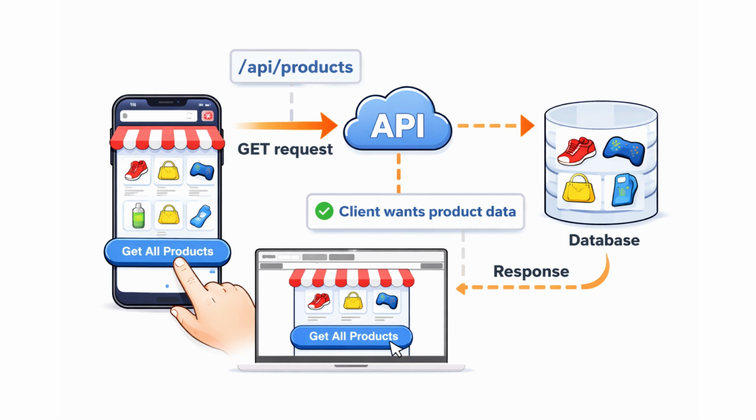One very important thing to understand is that APIs decide what data is allowed and what data is not. The client cannot access everything. This makes the system secure.